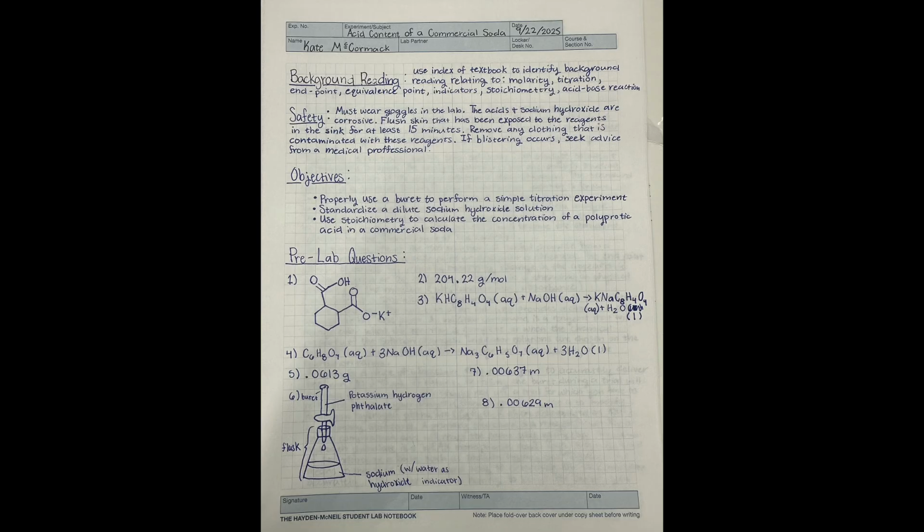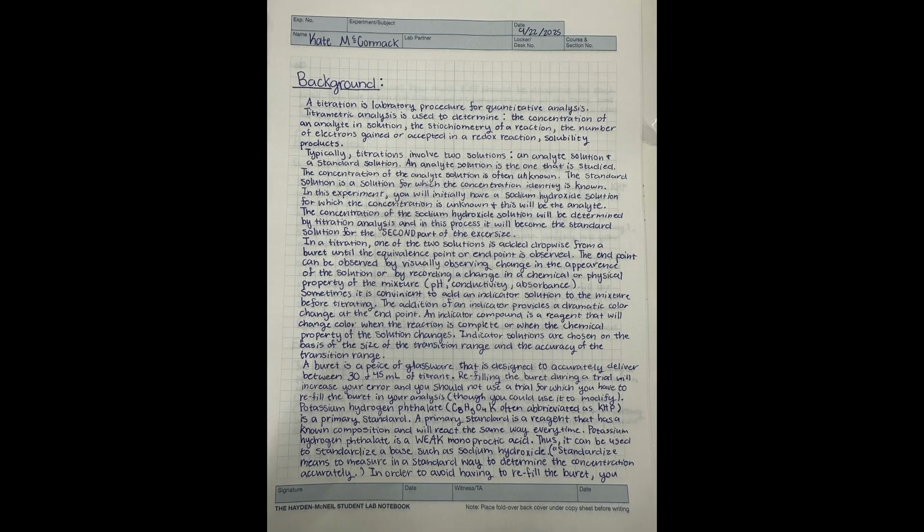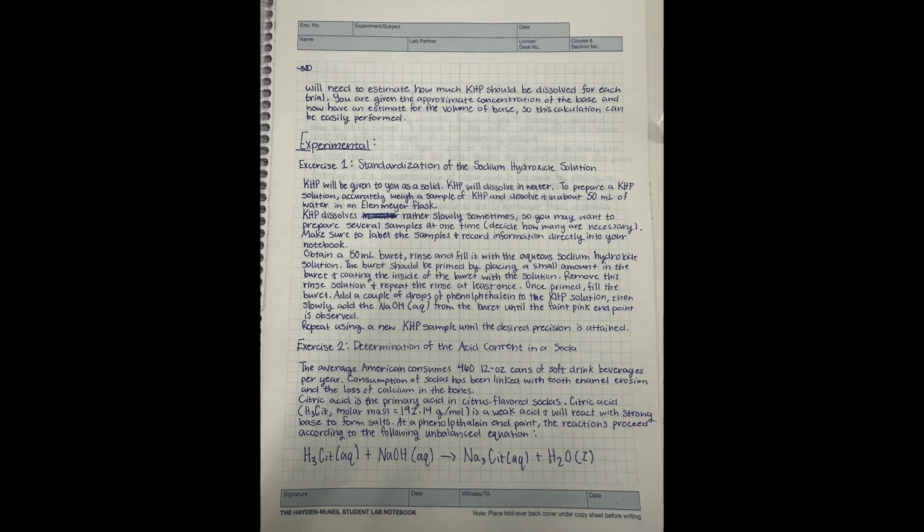A titration is a lab procedure for quantitative analysis that is used to determine the concentration and molarity of an unknown acid or base. It is used because it is highly precise and accurate. To prepare before the titration, you will need the mole of KHP, the molarity of NaOH, and the molarity of citric acid. After collecting your data, you will be able to determine the standard deviation of the experiment and the molarity of citric acid.